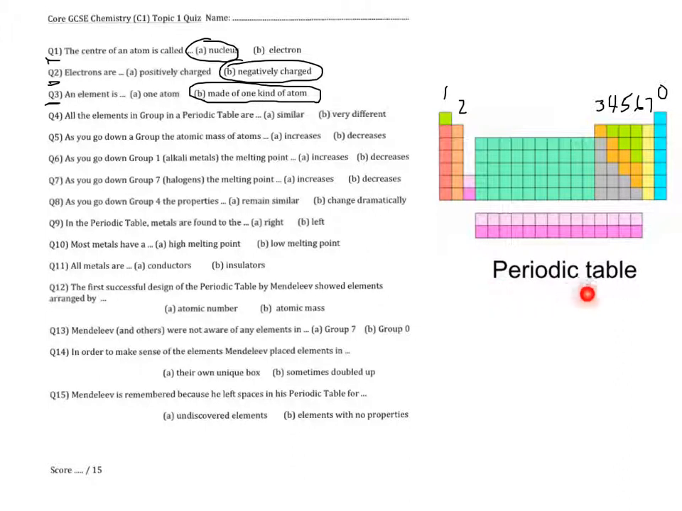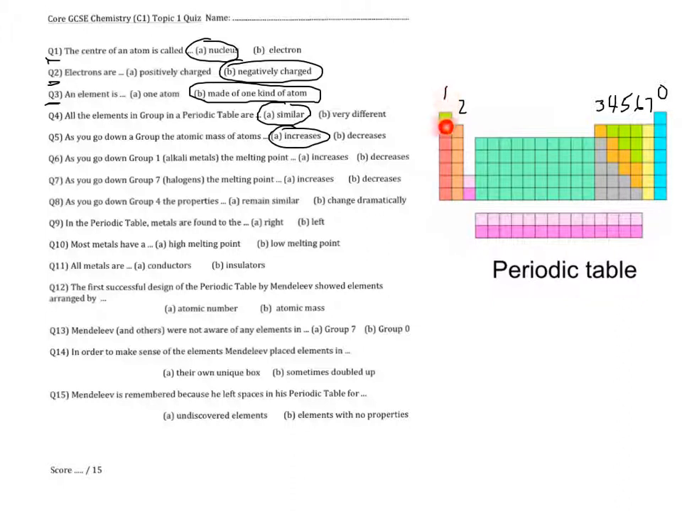In the periodic table shown, we have the group numbers 1 up to 0, and if elements are in a group, it is because they have similar properties. As you go down a group, the atoms get bigger and heavier. We say their mass, the atomic mass, increases.